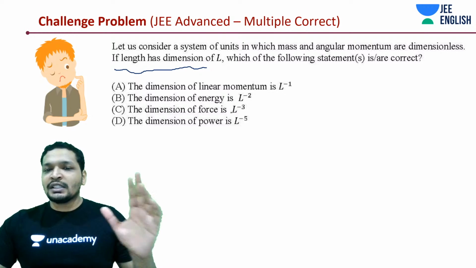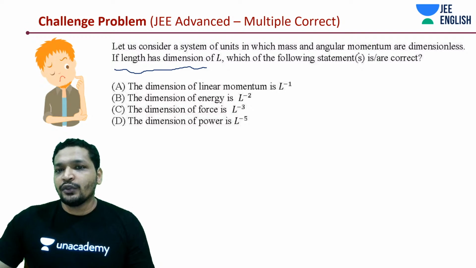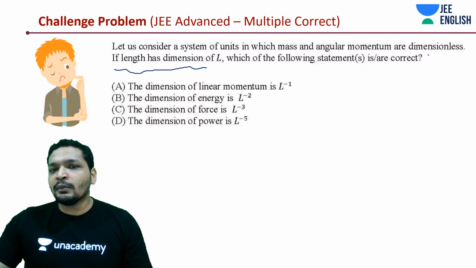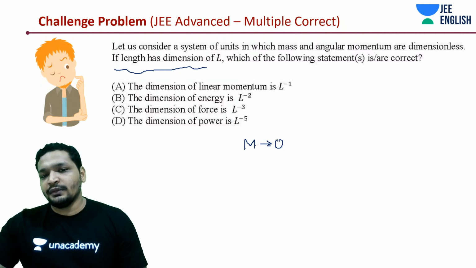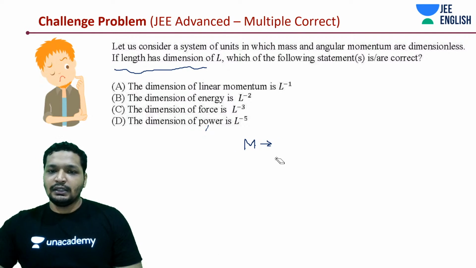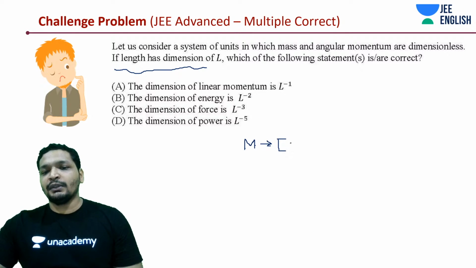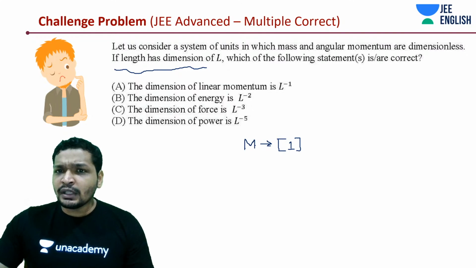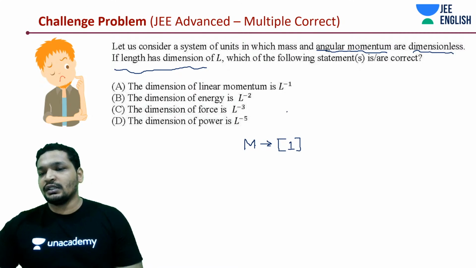Before that, you need to do one standard thing, that is, first of all, understand what is given to you. Angular momentum and mass are dimensionless. That means whenever you see mass, that gives you no dimension. It's basically something to the power 0. And similarly, angular momentum also is dimensionless in this unit system.